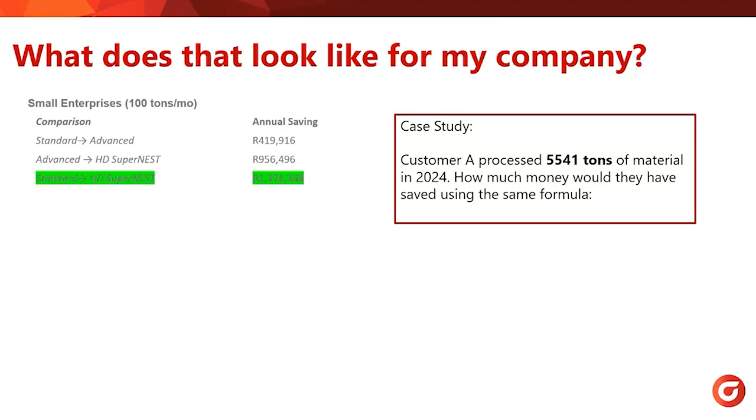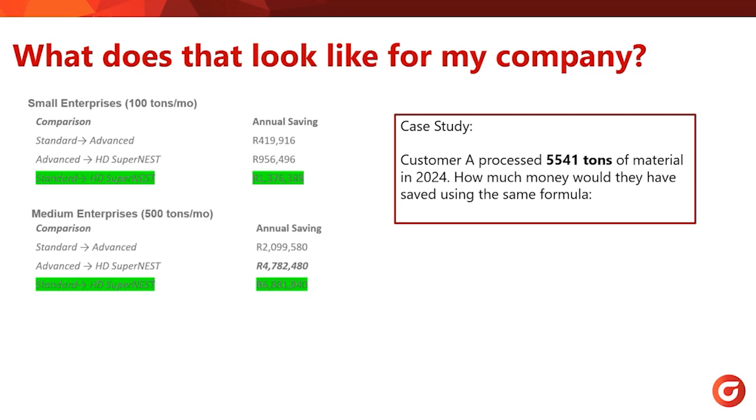To better understand the real world value of these savings, we projected the annual material cost reductions for businesses like this. So you can see here, moving from a standard to an advanced nesting engine, the annual saving for a small enterprise was about 420,000 Rand per year. Moving from an advanced to an HD SuperNEST then resulted in a 956,000 Rand annual saving. And then from a standard to an HD SuperNEST, 1.3 million Rand saved. That is a ridiculous number.